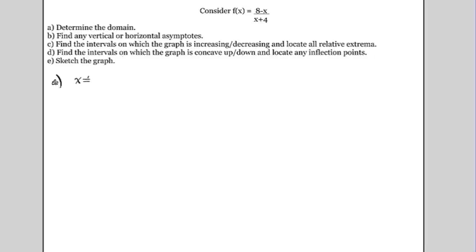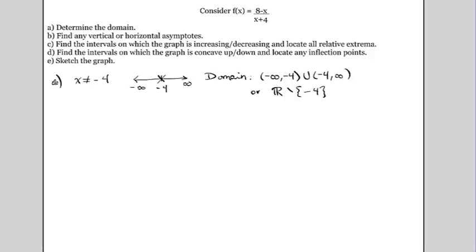For part A, we have to determine the domain. Note that x cannot equal negative 4 because that gives us 0 in the denominator. So on your number line, here's negative 4, we cannot choose that value. That means that the domain is everything but that value. So we write negative infinity to negative 4 union negative 4 to infinity. Another way to write it is all real numbers except for negative 4.